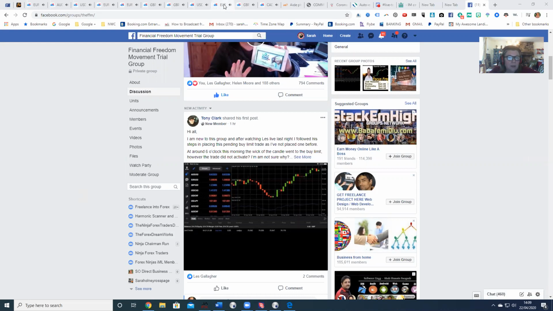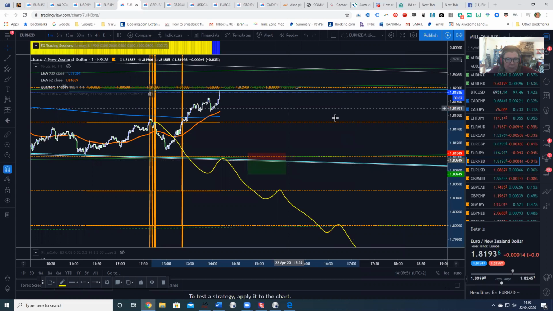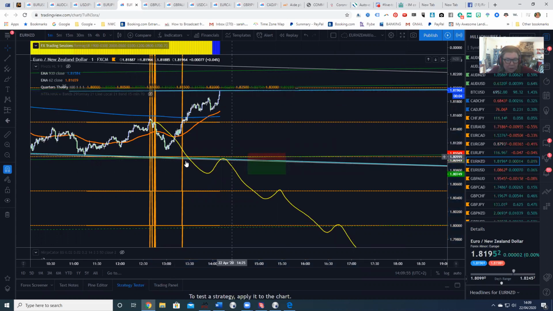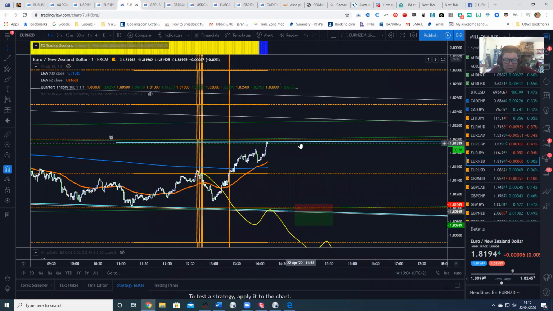Let's have a quick look at that. Euro NZD. And please make sure that you go through the units section. This has gone the other way. I thought it would go for a sell. Well, not I thought, I was hoping it would, because I had two strong lines of support and resistance and quarter theory there, but it's come up to this level.